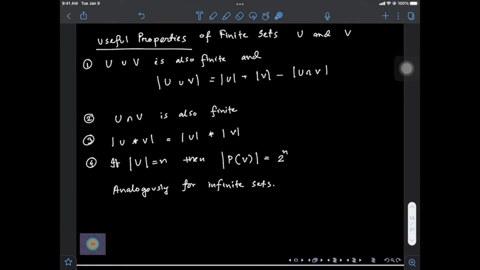If you remember the definition of a power set, the power set of any set is the set of all of its subsets, including the empty set and the set itself. So here, in the case of a finite set U with cardinality given by n, the cardinality of its power set is given by 2 to the power n. And analogously, all of these properties hold true for infinite sets as well. So union of infinite sets is also infinite, intersection of infinite sets are also infinite, and so on and so forth for all of the other properties.